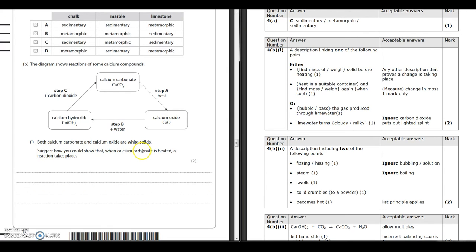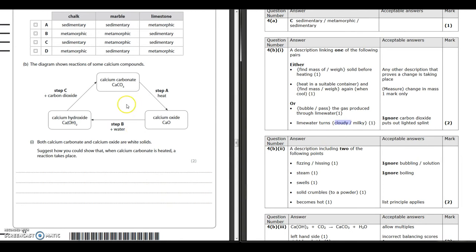So how could you show that a reaction with calcium carbonate has taken place? Well, you can look here and see, right, what's happened from there to there. Right, I've lost a C and 2 O's, I've lost carbon dioxide. How could I test for carbon dioxide? In comes our old buddy, we could have lime water, and then that turning cloudy or milky.